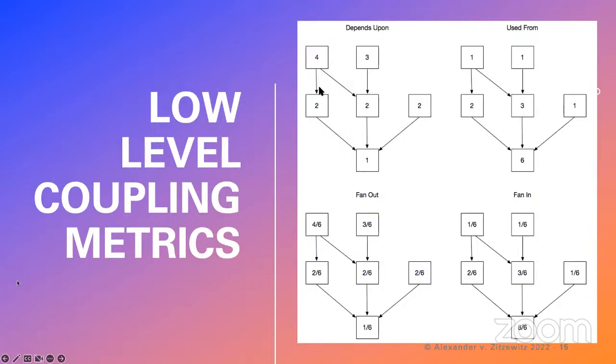If I look at depends upon and add up all those numbers for this graph, and then add up all those numbers for used from, I would always get the same sum. So for the same graph, the sum of depends upon and used from must be the same, because one looks at one end of the dependency, the other looks at the other end. Now we can normalize those metrics too. So fan out would be on what percentage of our elements do I depend directly or indirectly. And fan in would be what percentage of elements are using me directly or indirectly.